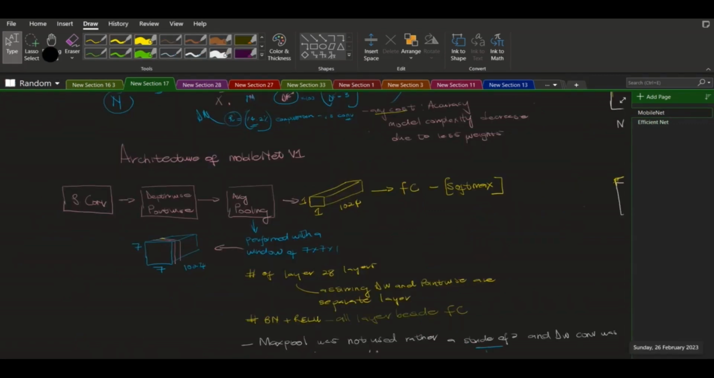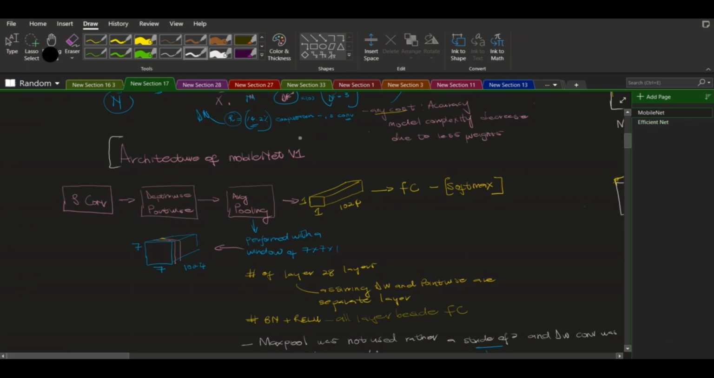Okay, so now let's take a look into the architecture of MobileNet V1. What we start with is the standard convolution, then we have the depthwise and pointwise layers, then we have the average pooling, then the pointwise convolution, then we have the fully connected and softmax layer. The softmax layer is for the classification.